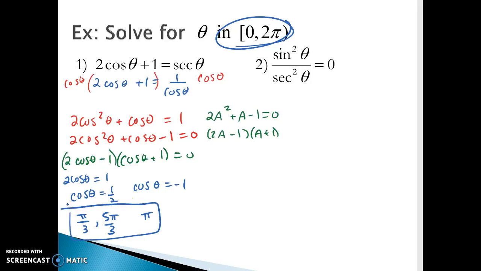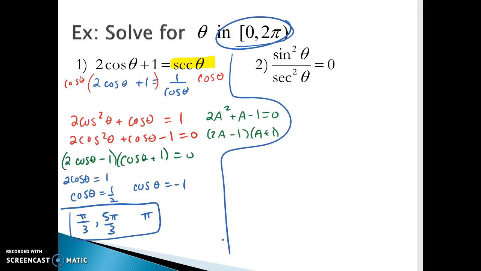Now, we want to make sure that we are checking these solutions. The only function that is allowed to be undefined here is secant. So you want to ask yourself, is secant going to be undefined at pi? And the answer is no, because at pi, the ratio would be 1 over negative 1, which is a possible value. So this problem has 3 answers, and all 3 of those answers still work.